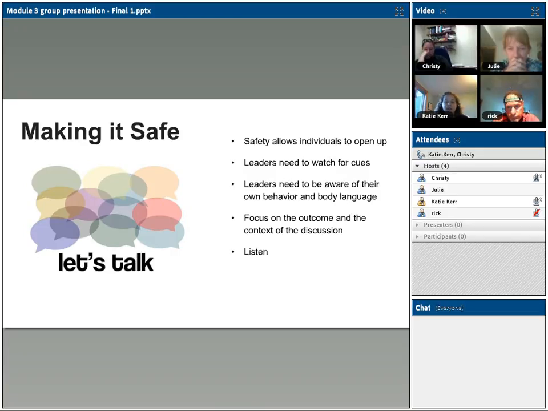And if a situation does start to become unsafe, the leader needs to be able to step outside of the conversation and stay focused on the vision, outcome, and the context of the discussion. And one way they can do this is by clarifying the intent of the discussion. So listening is really key to creating a safe environment. If leaders can listen intently to those that are in the conflict, they can in turn expect the others in the conflict to listen intently to them.